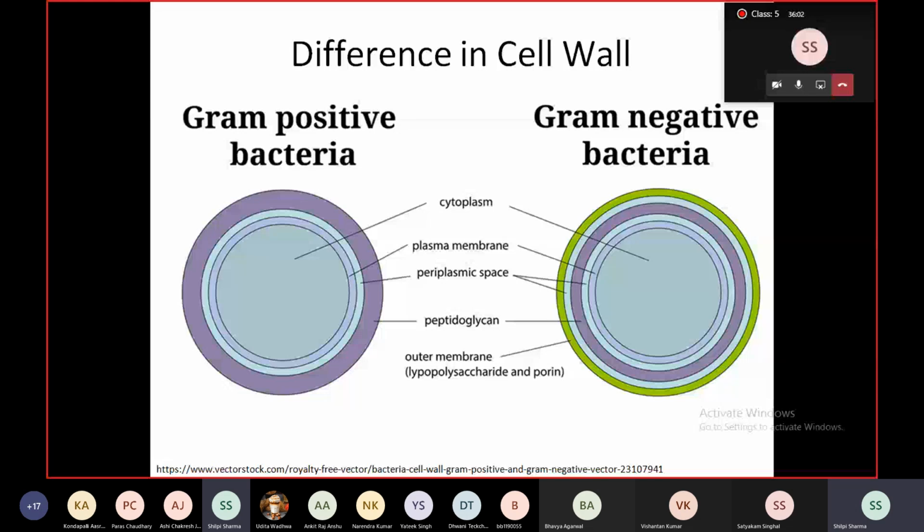Now, we will look deeper into the cell walls of both gram positives and gram negatives, and then we will come back to the gram staining protocol to relate it. Okay.